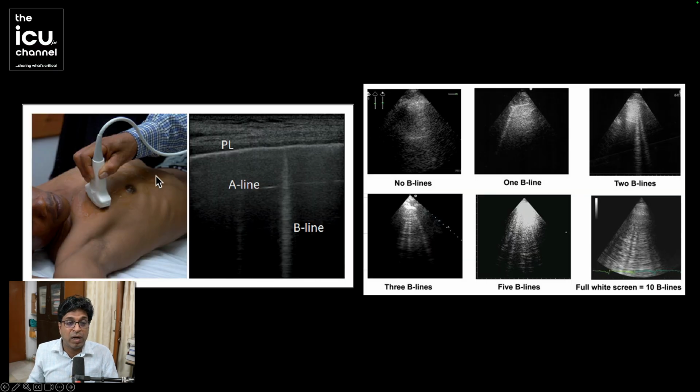Then the role of ultrasound chest also increased. USG chest was introduced as a modality which proved very helpful at the bedside, but it was operator dependent. At the bedside you see these B lines, which are abnormal lines.